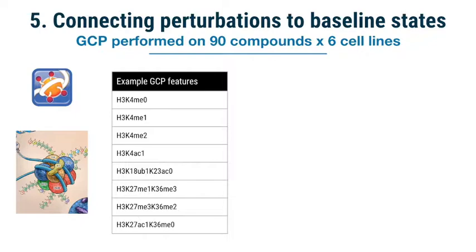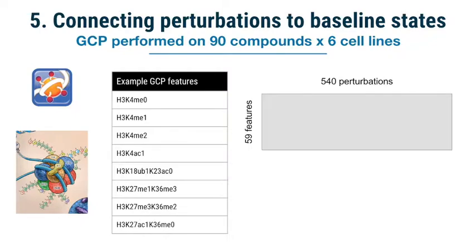So we can measure histone 3, lysine 4 unmethylated, monomethylated, dimethylated, acetylated, combinations of ubiquitination and acetylation and methylation, and we have 59 of these. So in the same way we did with P100, we profile a bunch of cells treated with drugs, and we get a big matrix, 59 rows for the 59 features we measured, and 540 perturbations for 90 compounds by 6 cell lines.